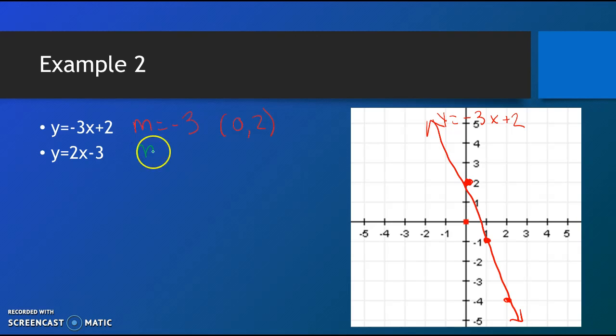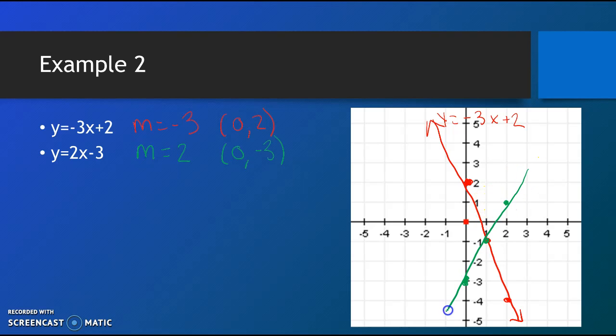So here for our second equation, we're going to have our slope as 2 and our y-intercept at 0, -3. So going to our graph in green, we're going to graph our intercept here at 0, -3, and our slope was 2. So we can go up 2 over 1.